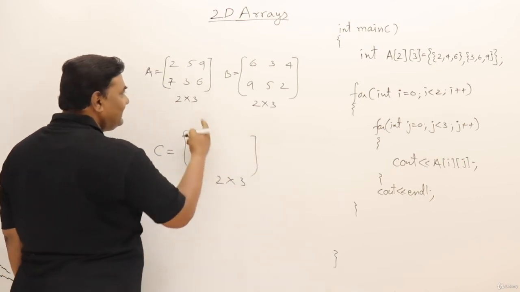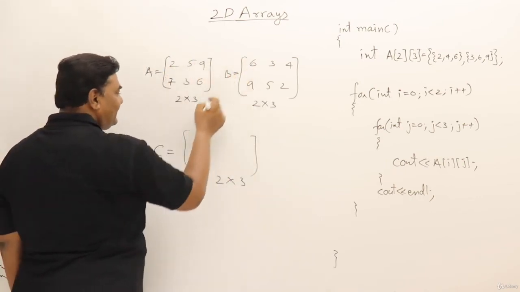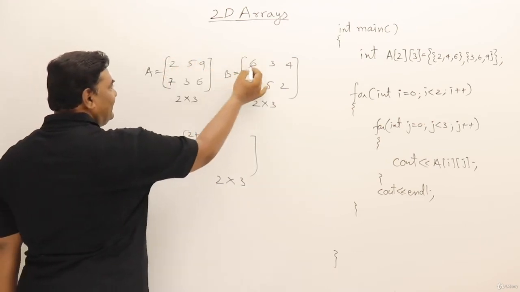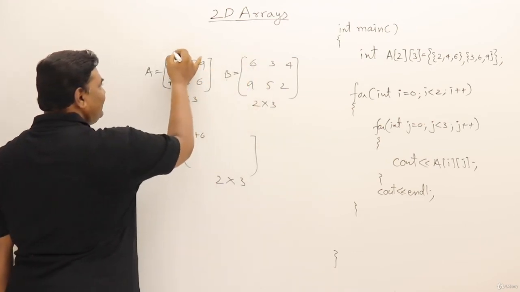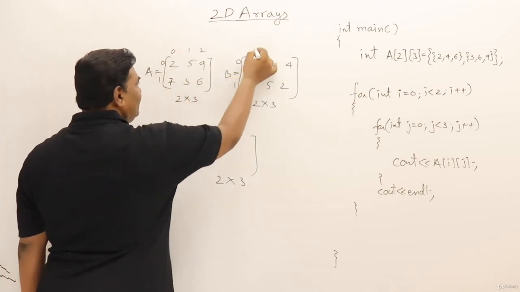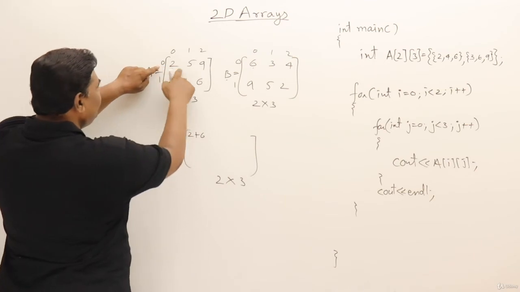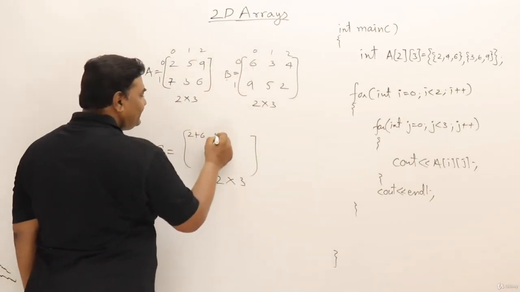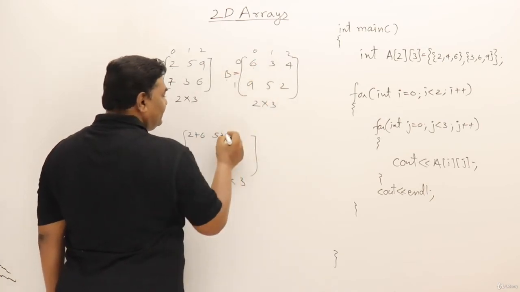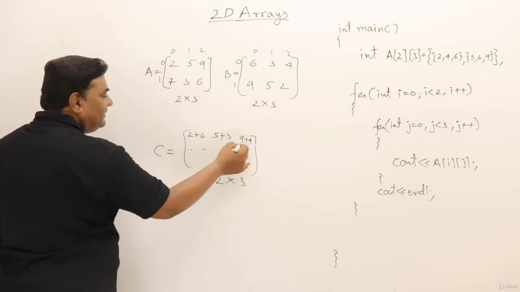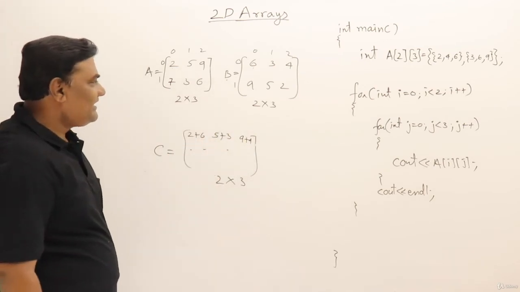How these elements are added is that corresponding elements are added. That is 2 and 6. Means A of i comma j is added with B of i comma j. If I say this is 0, 1 and this is 0, 1, 2, and this is 0, 1, and 0, 1, 2, so 0,0 is added with 0,0 and 0,1, 5, is added with 0,1, 3, and 9 with 4, and so on. In this way the corresponding elements are added.